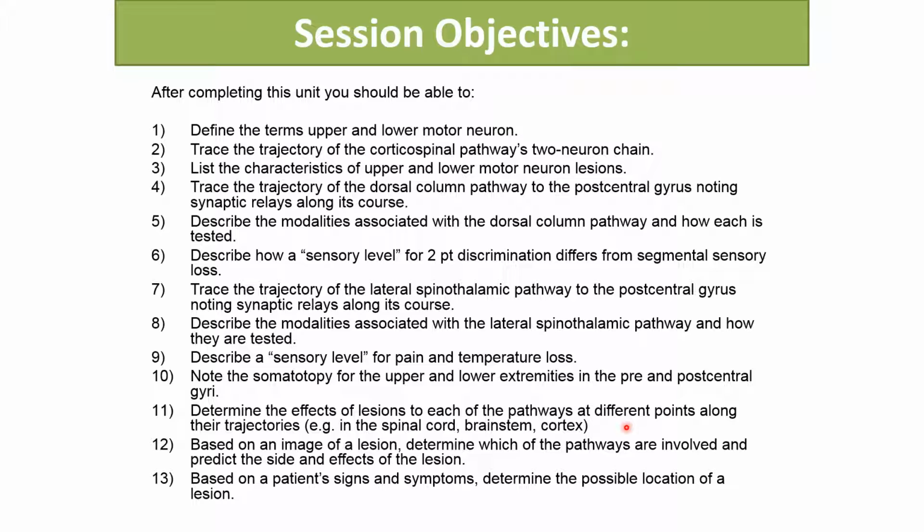And then in the long run, we'll want to be able to look at an image of a lesion and identify which pathway might be involved and predict the side and effect of that particular lesion. And then later on, we'll look at patients who have various complaints, signs and symptoms, and determine the possible location of a lesion that would explain those symptoms. But to begin with, the corticospinal pathway.